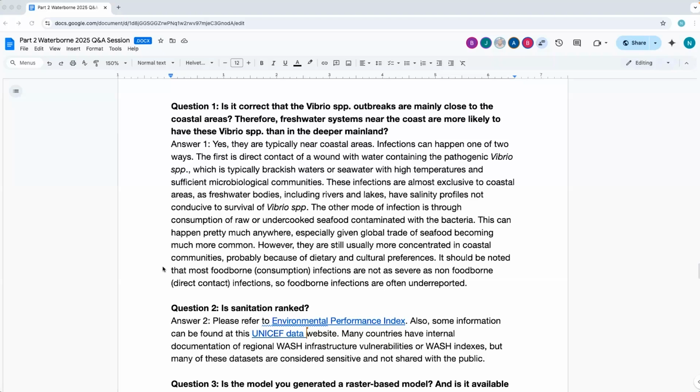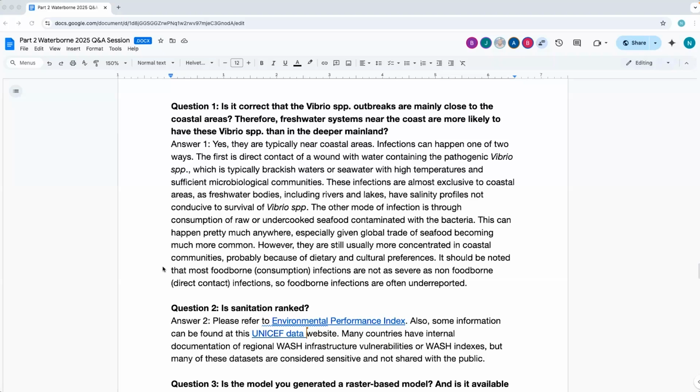The first is direct contact of a wound with water containing the bacteria. And that's where you'll see those coastal infections most likely. It's those direct contact infections. The other mode of infection is through consumption of raw or undercooked seafood that contain the contaminated bacteria. So mostly things like raw oysters, people order a lot at restaurants. Those carry some risk with them.